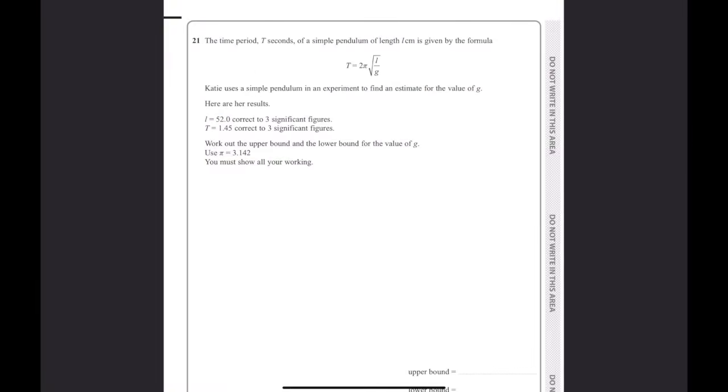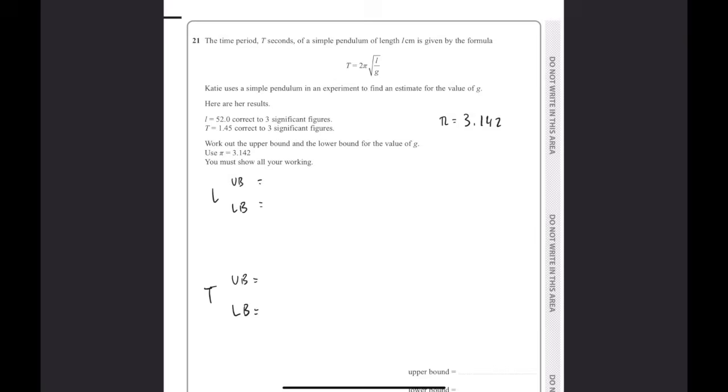The time period t seconds of a simple pendulum of length L is given by the formula. We are trying to estimate the value of G. We need to work out the upper and lower bound for the value of G. All the others are going to have upper and lower bounds. So that will be L, upper bound and lower bound, and T, upper bound and lower bound.